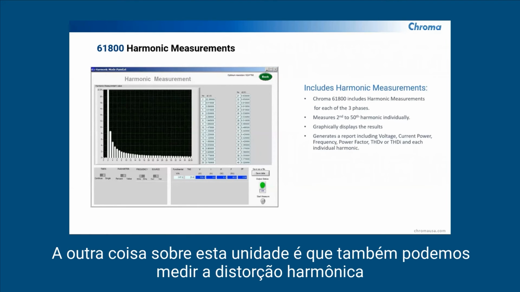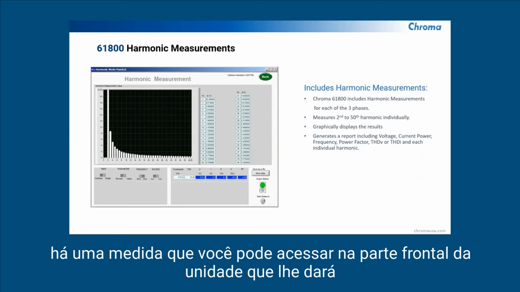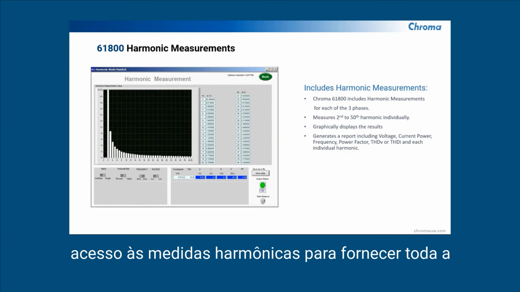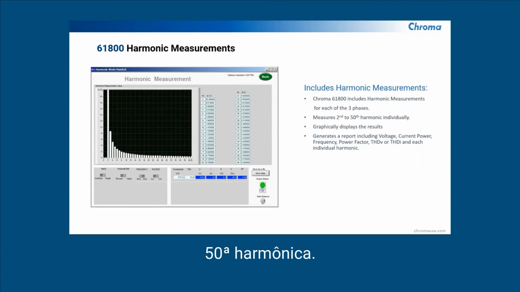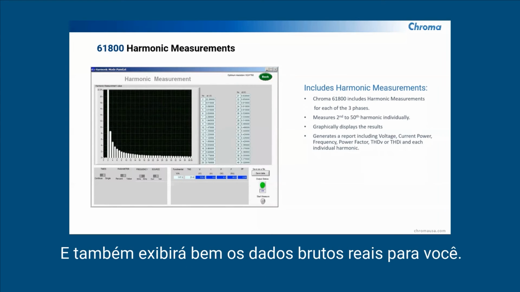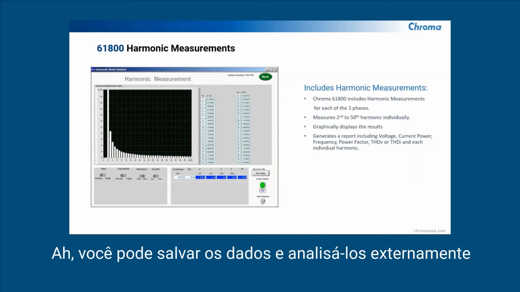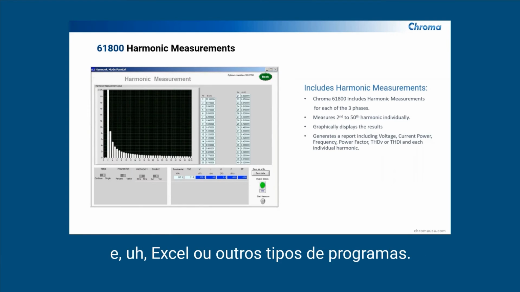The other thing about this unit is we can also measure the harmonic distortion internally with the measurement capability. You can see it manually. There is a measurement screen that you can go to on the front of the unit. It will give you access to harmonic measurements, all the way up to the 50th harmonic. It will graphically display it for you for both voltage and current harmonics. And it'll also display the actual raw data for you as well. This can be downloaded to a report. You can save the data and analyze it externally in Excel or other types of files.